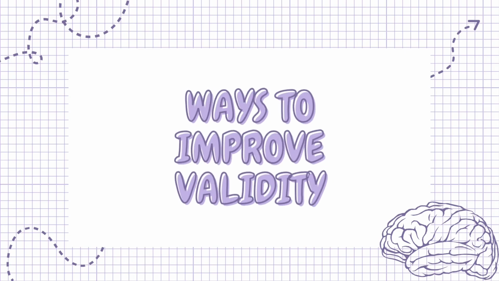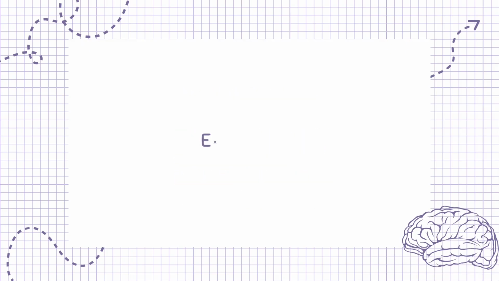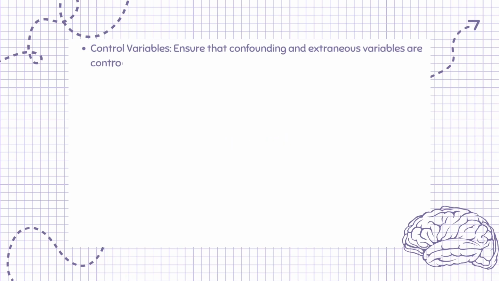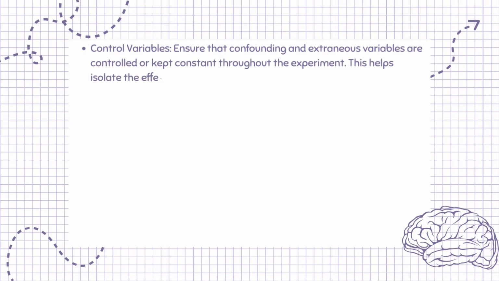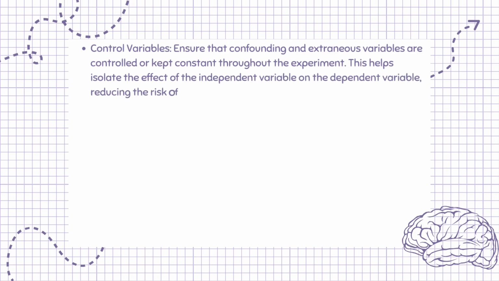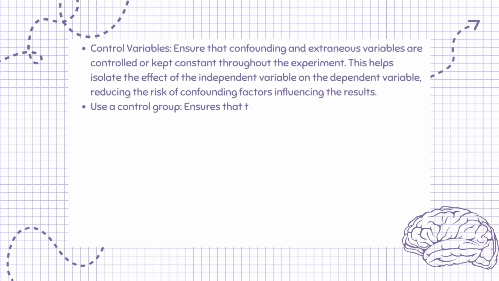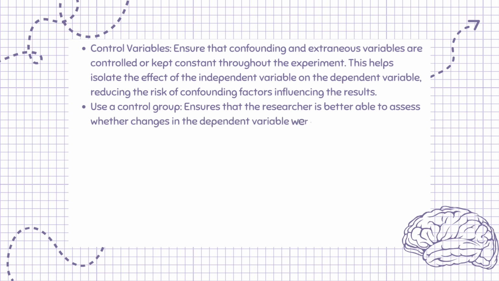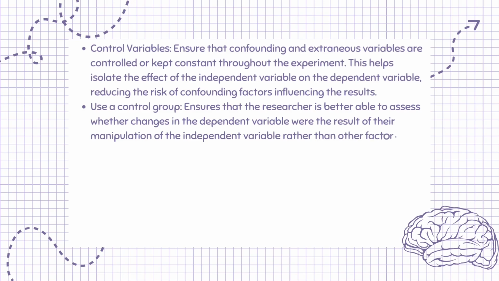Ways to improve validity. Control variables. Ensure that confounding and extraneous variables are controlled or kept constant throughout the experiment. This helps isolate the effect of the independent variable on the dependent variable, reducing the risk of confounding factors influencing the results. Use a control group. Ensures that the researcher is better able to assess whether changes in the dependent variable were the result of their manipulation of the independent variable rather than other factors.